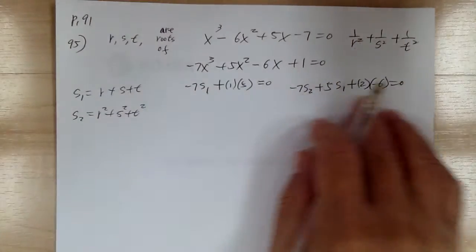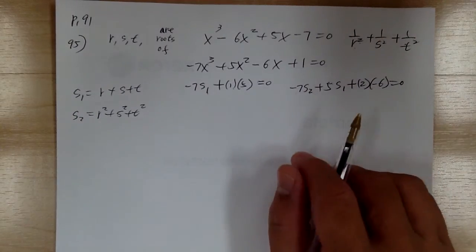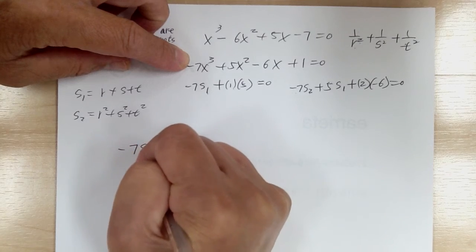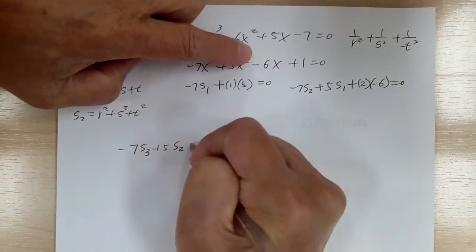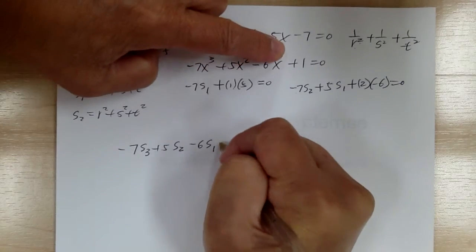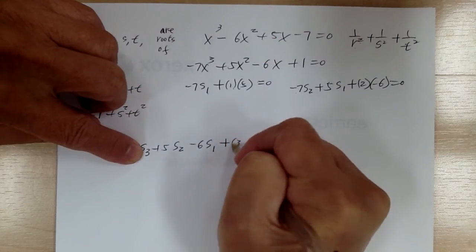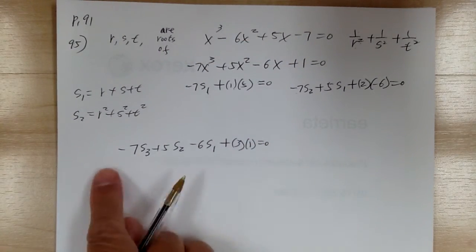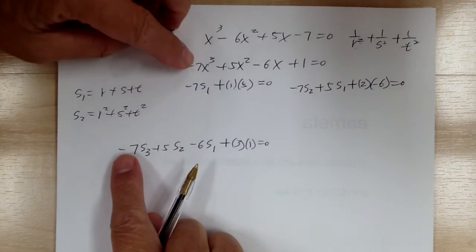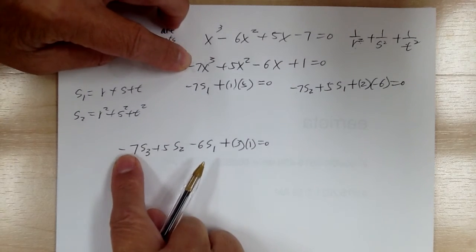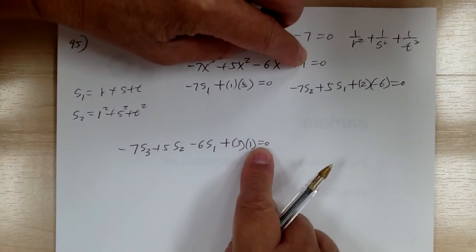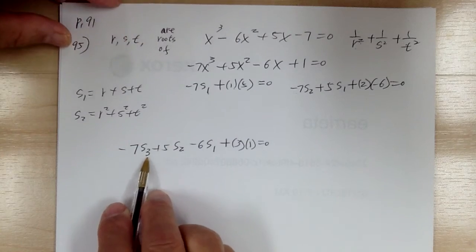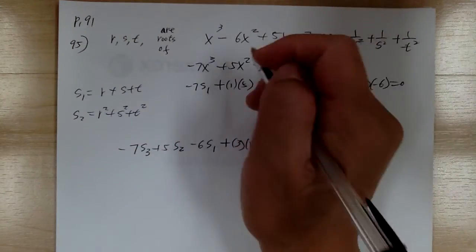Now you don't need this one, but in case you need the S3, your S3 would be -7 S3 plus 5 S2 minus 6 S1 plus, see the 3, so it would be 3 times 1, equal to 0. So that's how you write the Newton's sum equation. You just go down -7, 5, -6, 1. But whatever the last term is, you have to multiply by this coefficient over here.